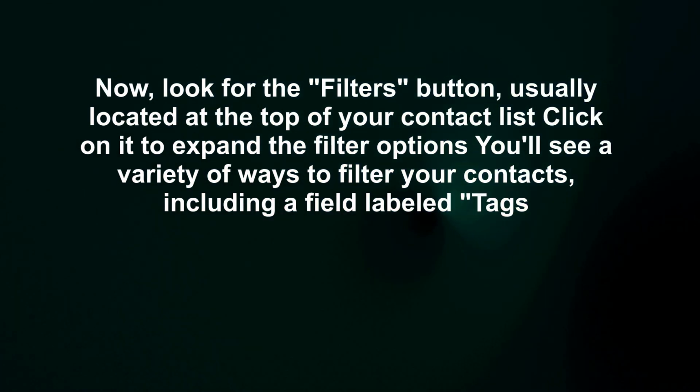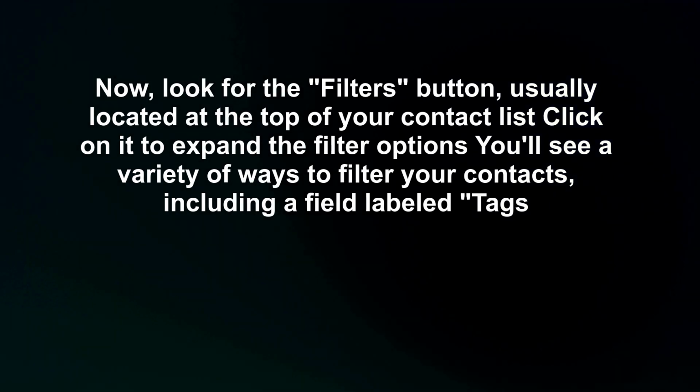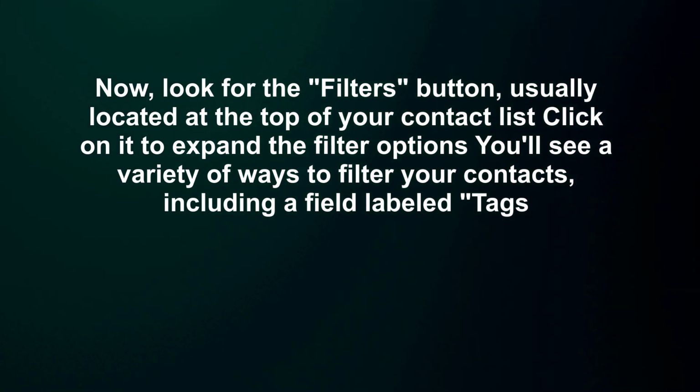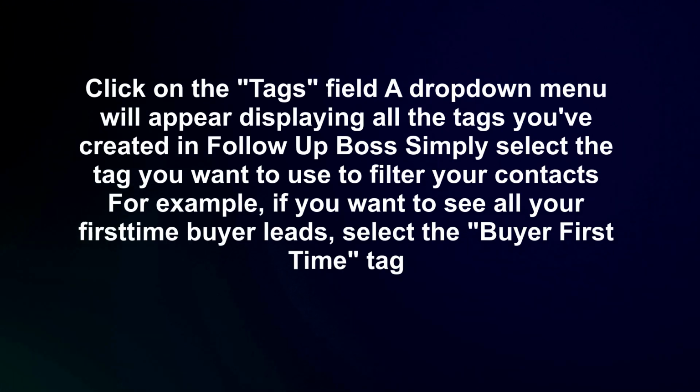Now, look for the Filters button, usually located at the top of your contact list. Click on it to expand the filter options. You'll see a variety of ways to filter your contacts, including a field labeled tags. Click on the Tags field.